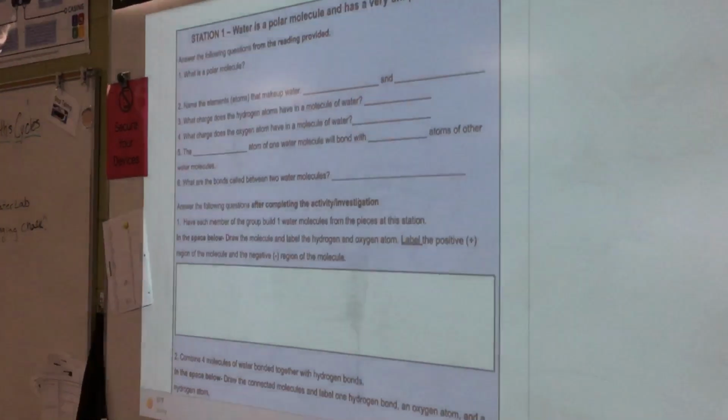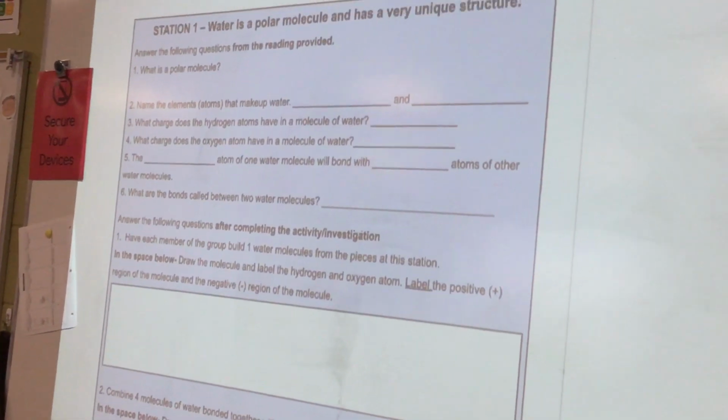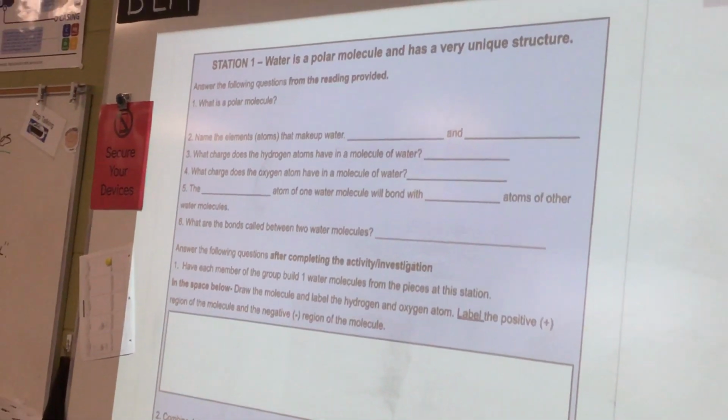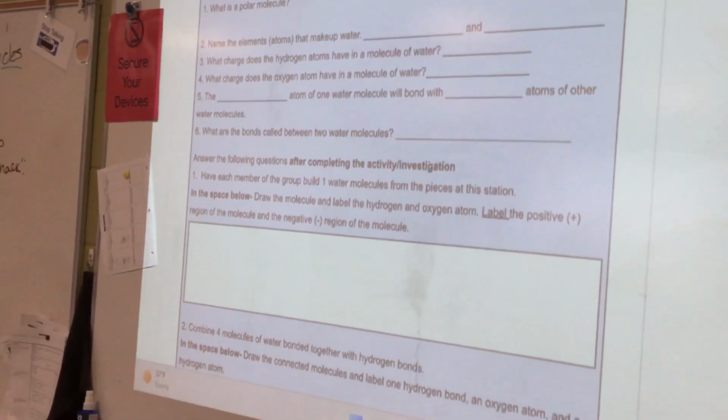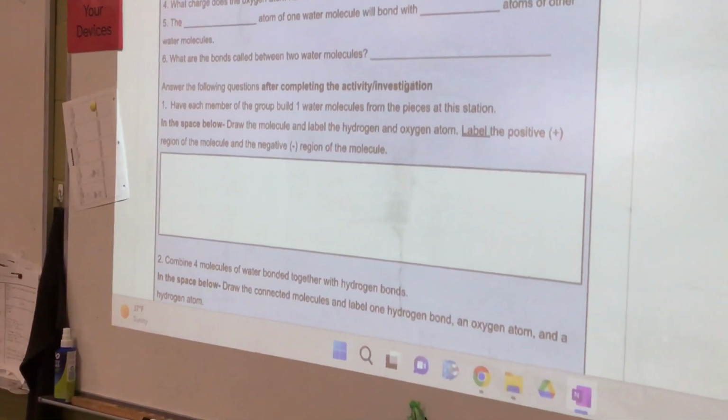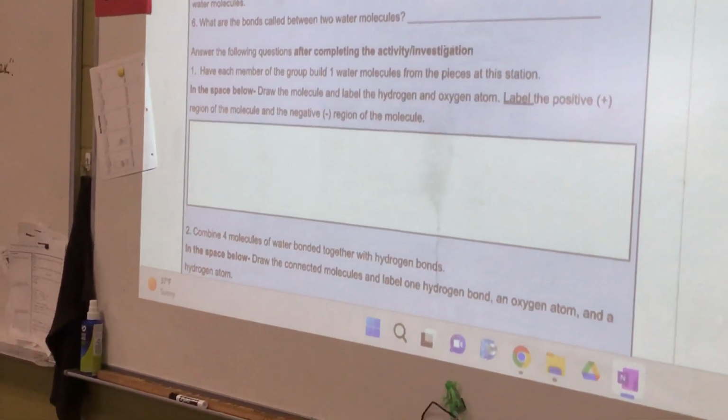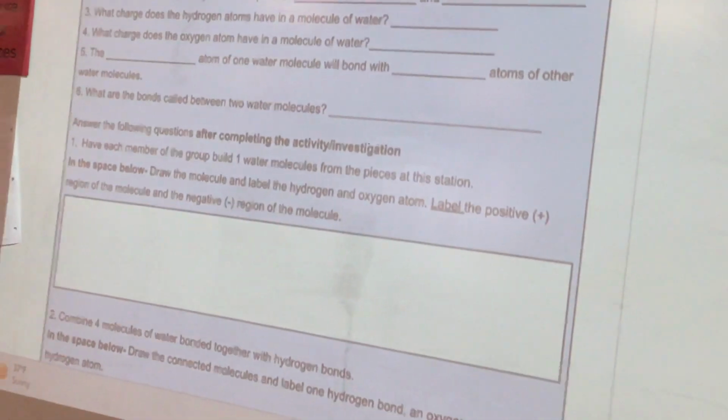And so, my people, that's what we are doing at home. We are working through each one of these stations. The reading I went ahead and showed you on each of them answers the questions, and then down below, we are going to go ahead and do the investigations. I hope this helps. We'll see you tomorrow.